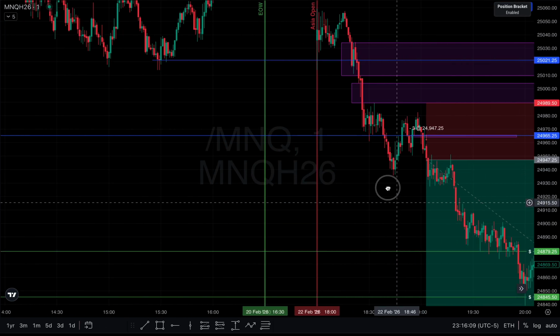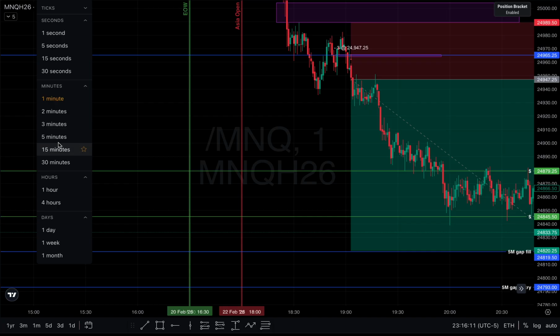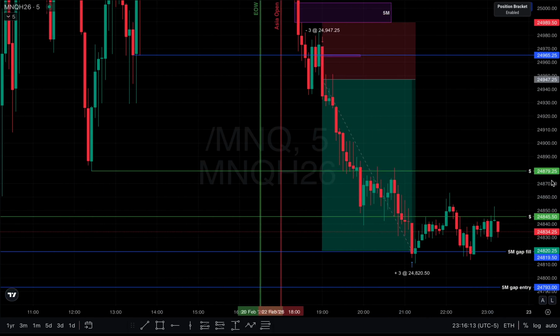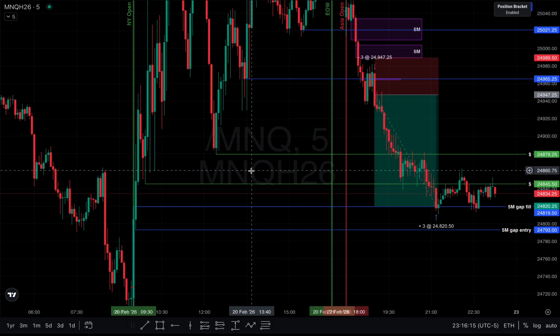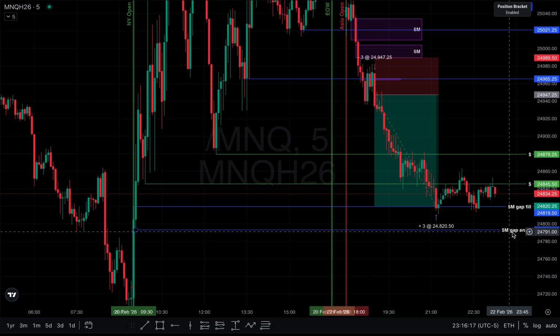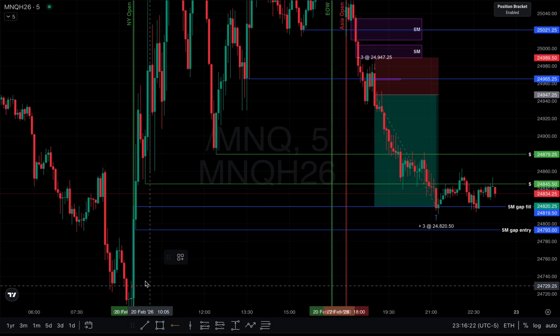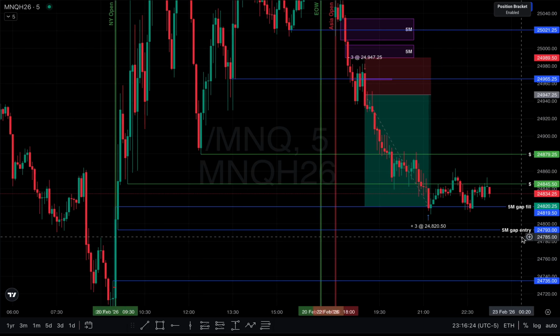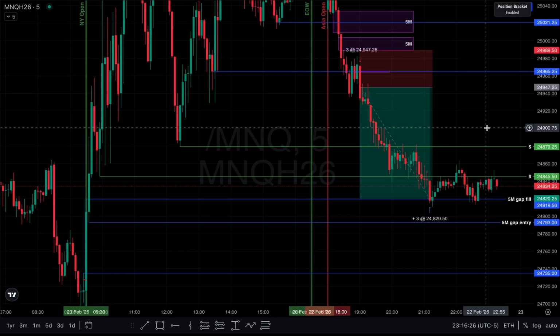And our targets were a 5-minute gap fill. So if we go down to the 5, you'll see that, I actually erased the references, but basically this was the gap fill. This was a gap entry. There's another gap fill right here. And that was pretty much what we were looking at.